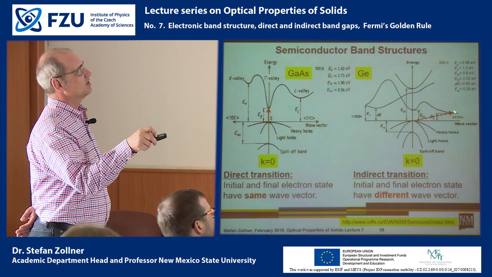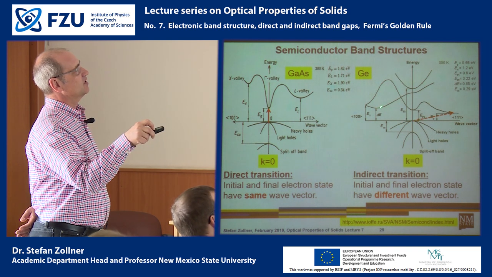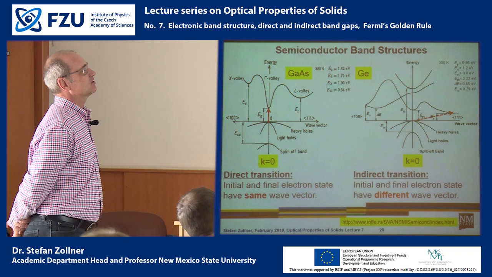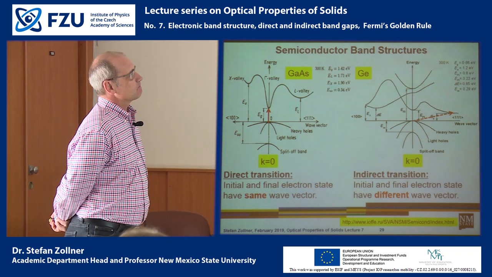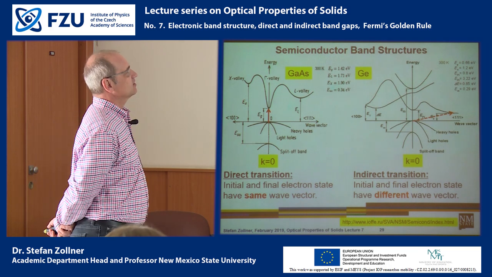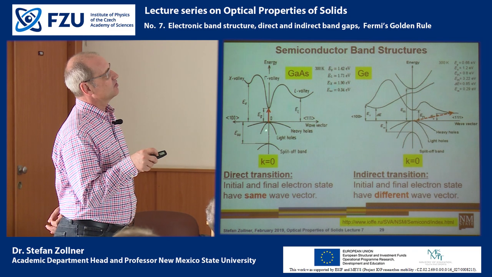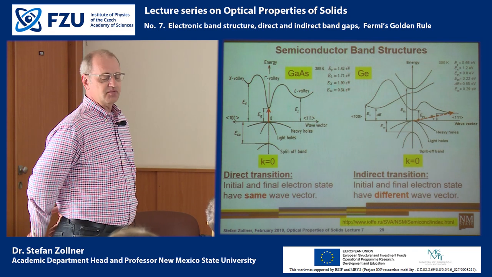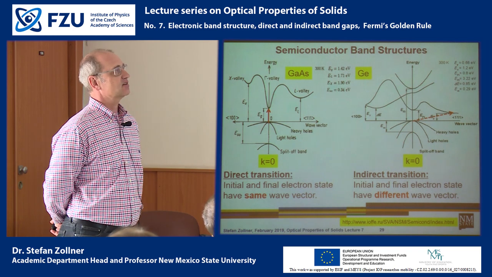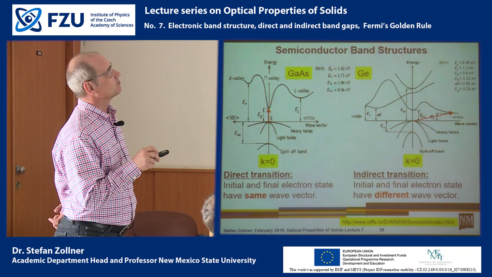In germanium, the minimum is at the L point. In silicon, the minimum would be somewhere at 85% out to the X point. And if we are looking at wurtzite semiconductors such as gallium nitride, aluminum nitride, silicon carbide, etc., then they are no longer cubic, and therefore we see an additional splitting between the heavy and light holes, which comes from the reduced symmetry in the hexagonal wurtzite structure compared to the cubic structure.